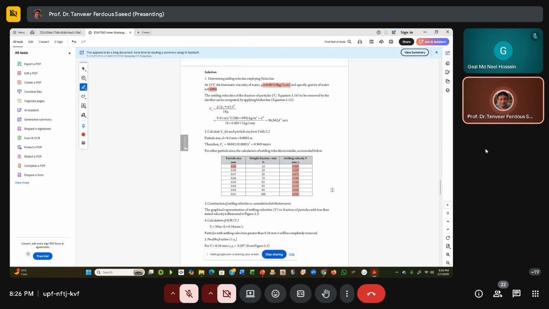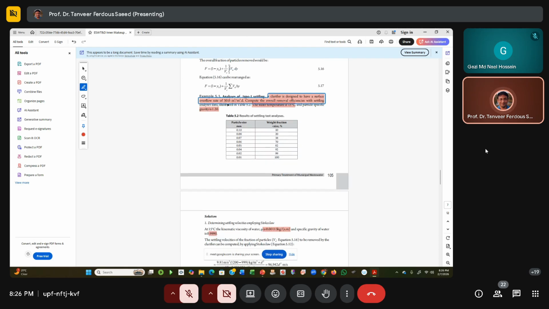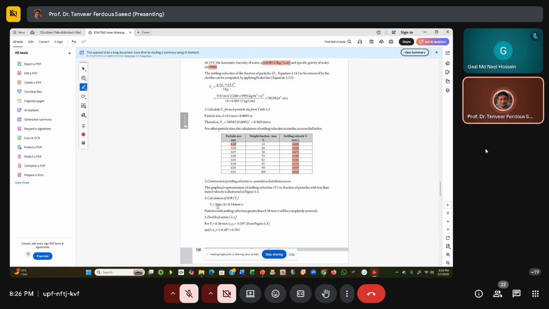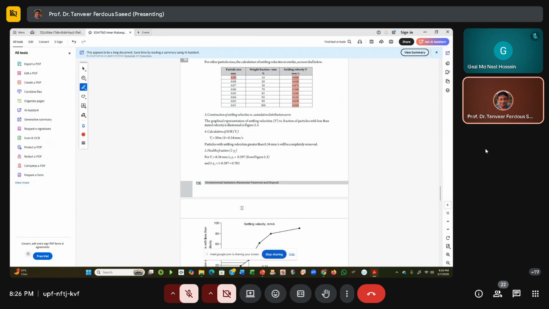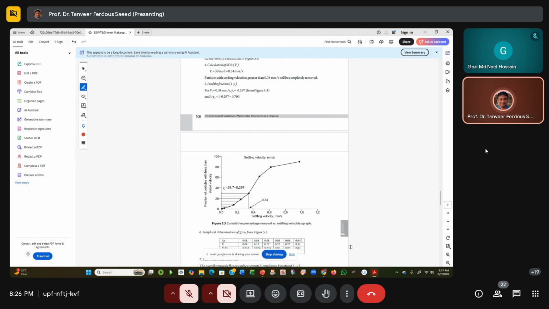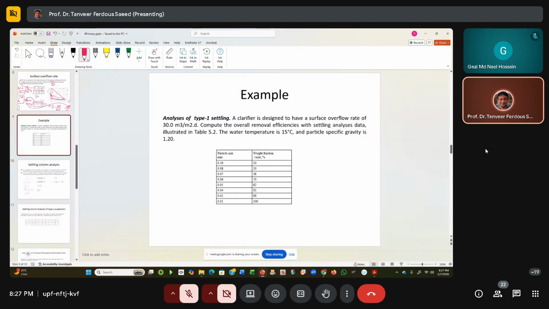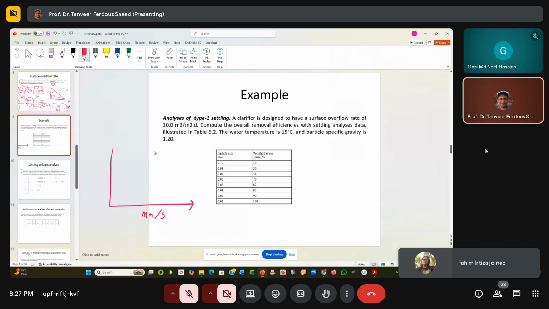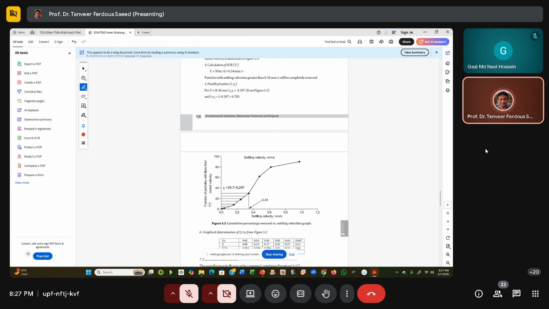Now, the SOR, surface overflow rate, is given, that is 30 meter cube per meter square per day. So this is the SOR, 30 meter per day, and we convert it again to millimeter per second, similar to this unit. Now we draw a graph on millimeter paper. It's millimeter per second, that is settling velocity, and this is the fraction less than the stated velocity.